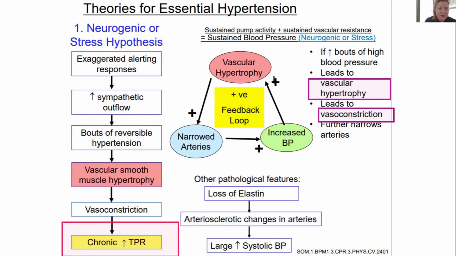So this is the neurogenic or stress type. You have the sympathetic system firing a lot, and so you're getting that smooth muscle hypertrophy, vasoconstriction, and increased TPR. So increased bouts of high blood pressure, just chronic stress over and over again, and then you get that hypertrophy and vasoconstriction. What I want you to look at on this slide is what is changing down the line.